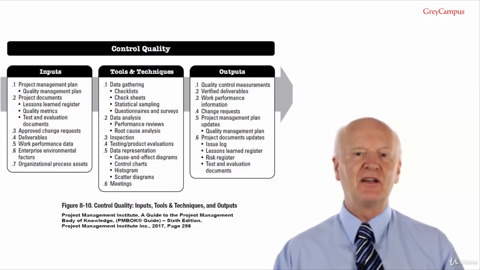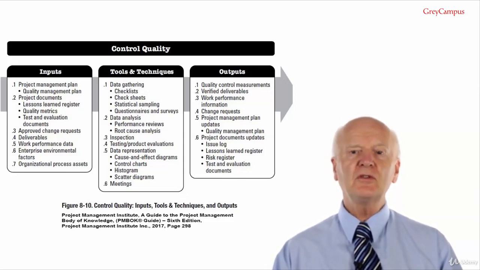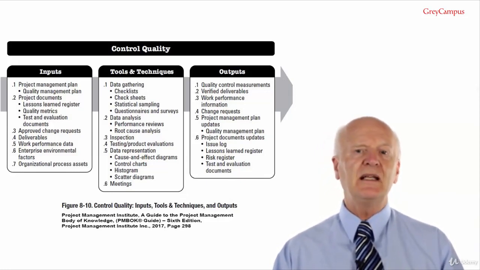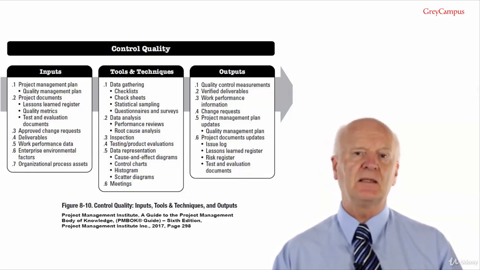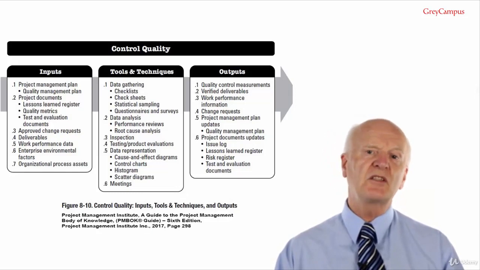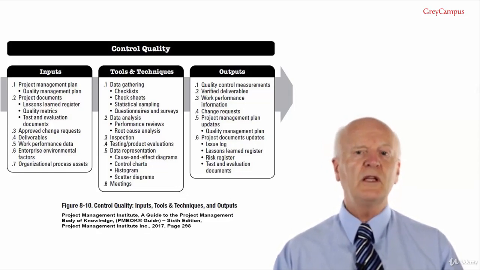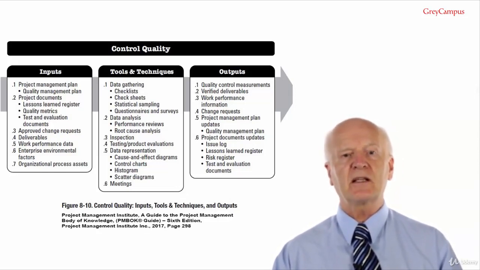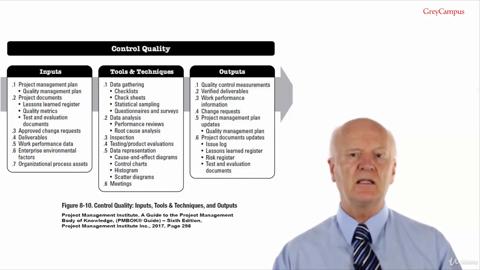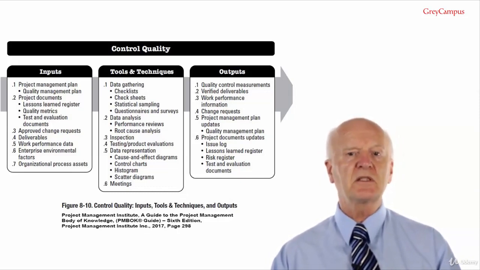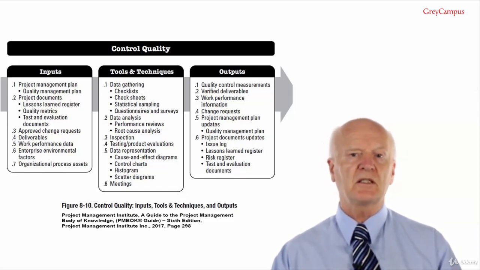Output number 2, verify deliverables. A goal of the control quality process is to determine the correctness of the deliverables compared to specification and verify them before they are passed to the customer for acceptance, where they will be an input to the validate scope process. Output number 3, work performance information. The work performance information includes the following information on the deliverables: causes for rejections, rework required, recommendations for corrective actions, list of verified deliverables, status of the quality metrics, and need for process adjustments.